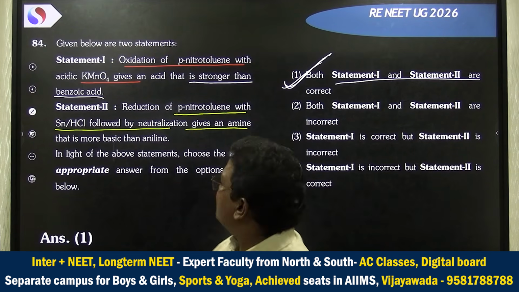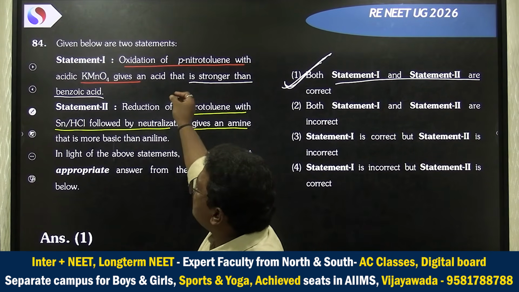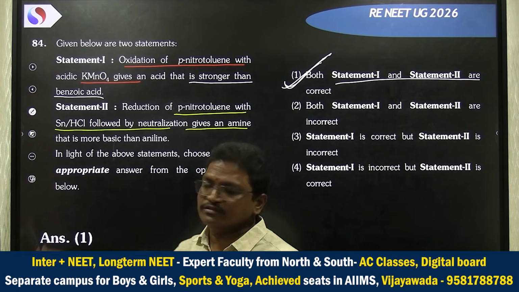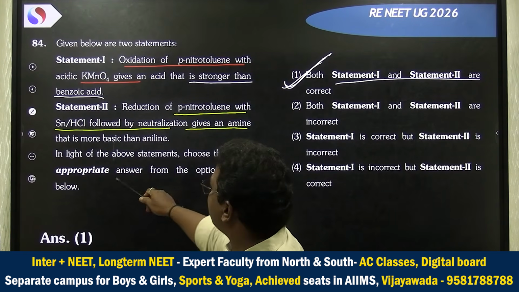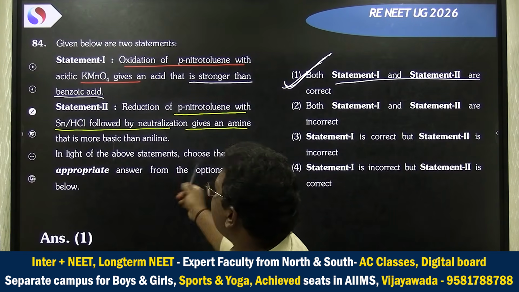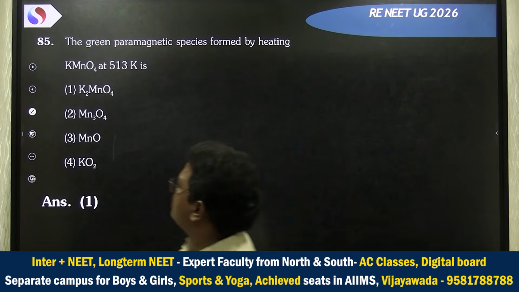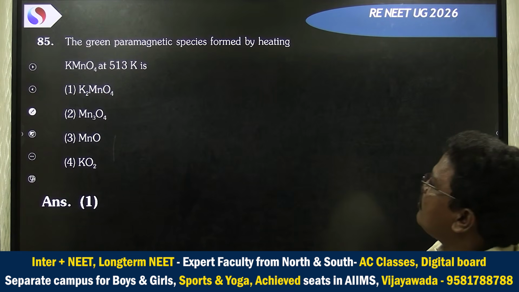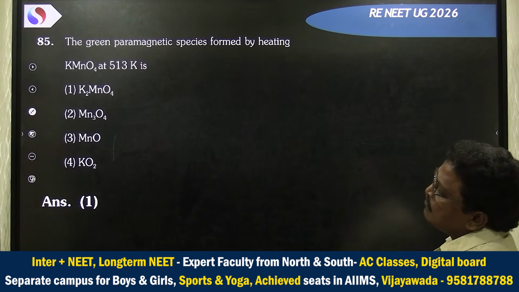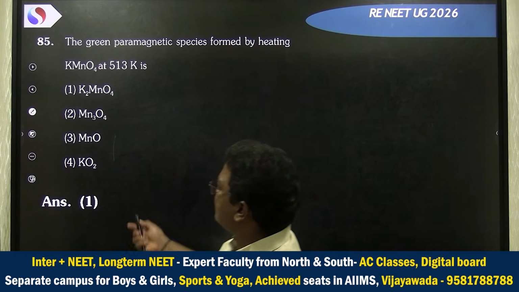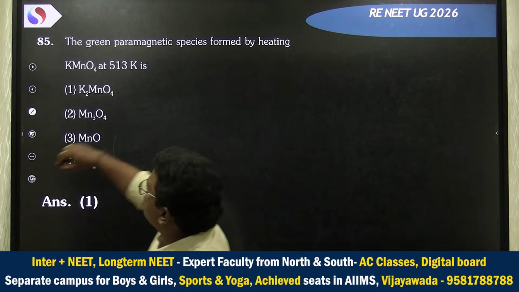Para-nitrobenzoic acid is more acidic than benzoic acid, and para-methyl aniline is more basic than aniline. Both statements are correct. Next question. The green paramagnetic species formed by heating with KMnO4 at 513 Kelvin. Very simple question.